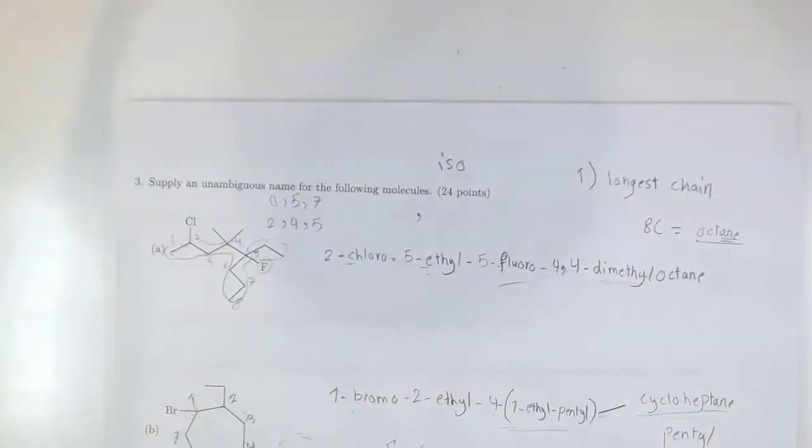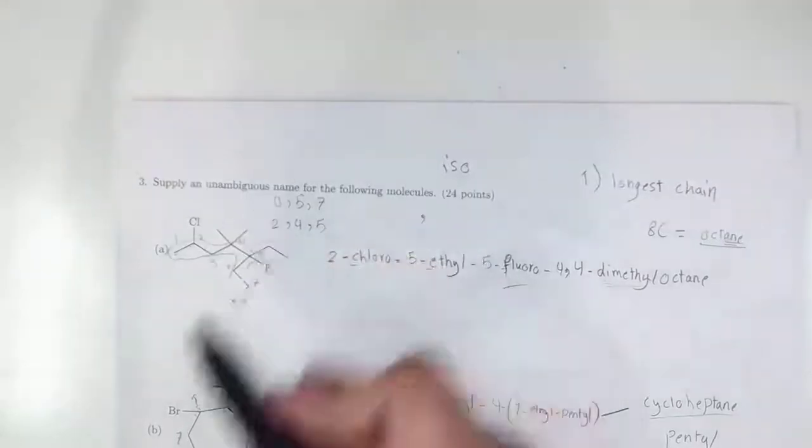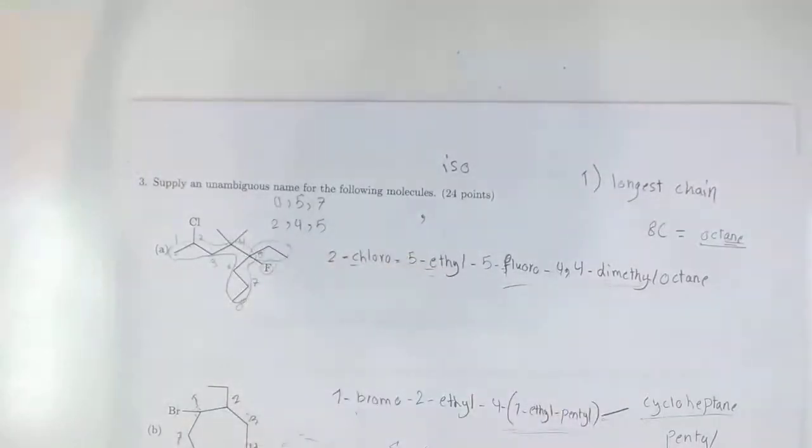So if both of the methyls are on 3 and 4, it would be 3, 4 dash dimethyl? Correct. Yeah, that's correct. If I had it on 3 and then 4, it would be 3, 4 dash dimethyl, whatever I have left.